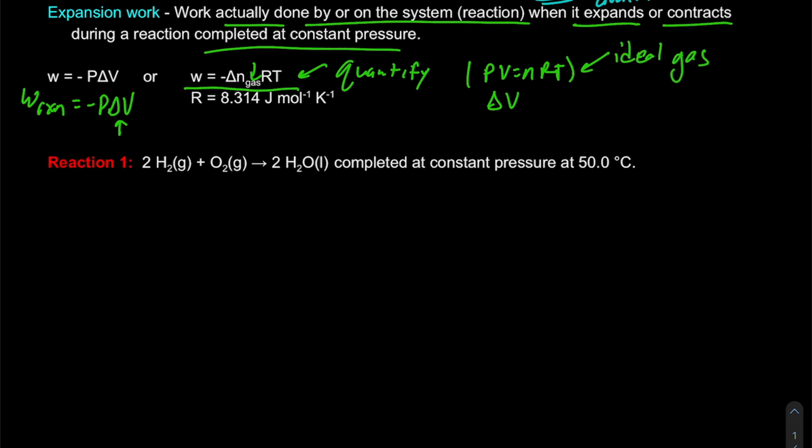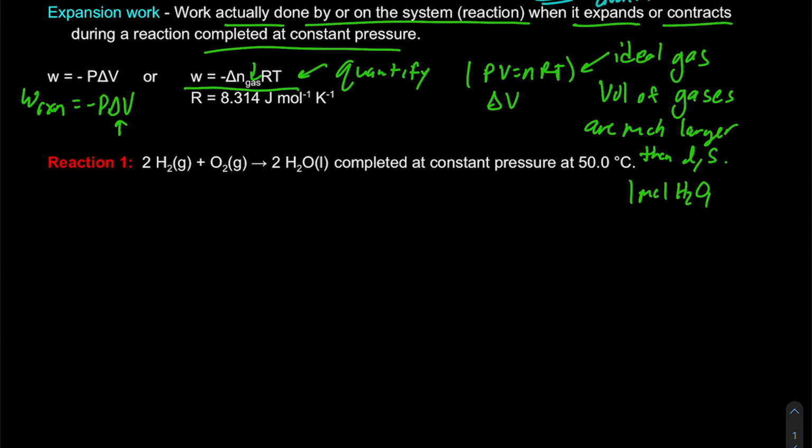In addition to that, the volume of gases is much larger, if we're thinking about the same number of moles, than a liquid or a solid. So again, we would say that we have a larger volume for the gases. If I have 1 mole of water as a liquid, that's going to be maybe something like 18 milliliters, whereas if I have 1 mole of water as a gas, at our normal standard temperature and pressure, I'm going to have 22.4 liters.